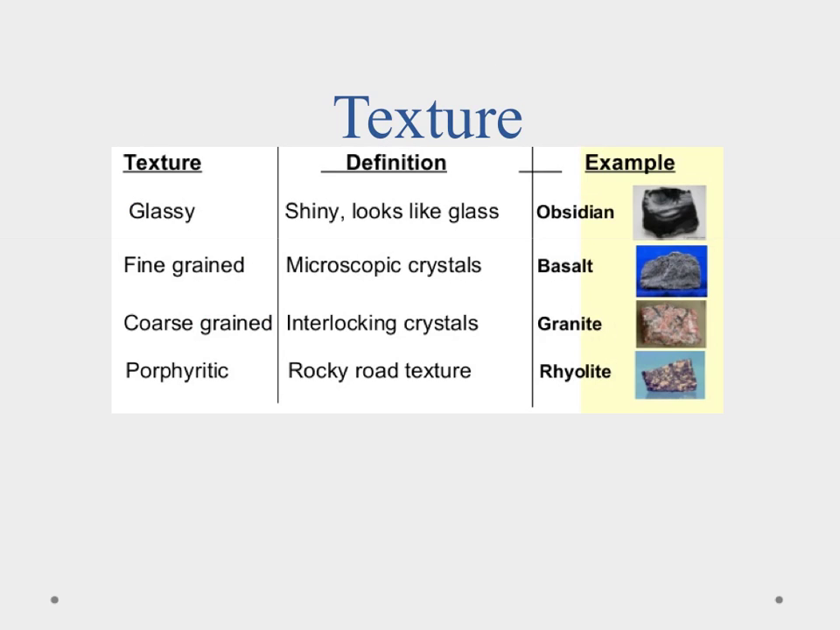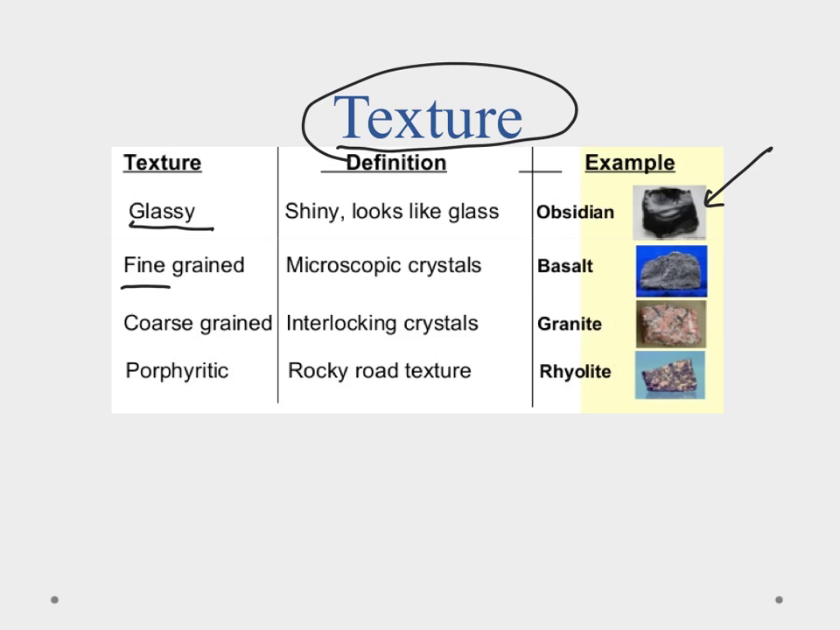All right, now that we know where the igneous rocks are formed, whether they're inside as intrusive or on the surface as extrusive, we can now take a look at texture, which gives us a way of categorizing it a little better. We can have a glassy texture, which is shiny, it looks like glass. You're not going to see any crystals at all. It's just going to be a nice, clean looking glass-like piece of rock.